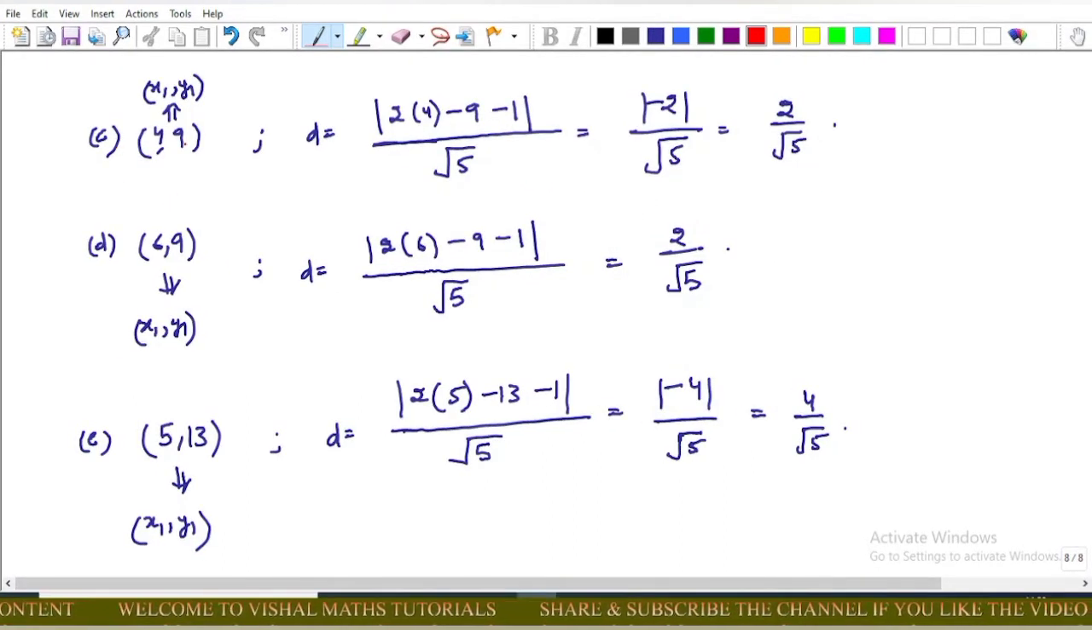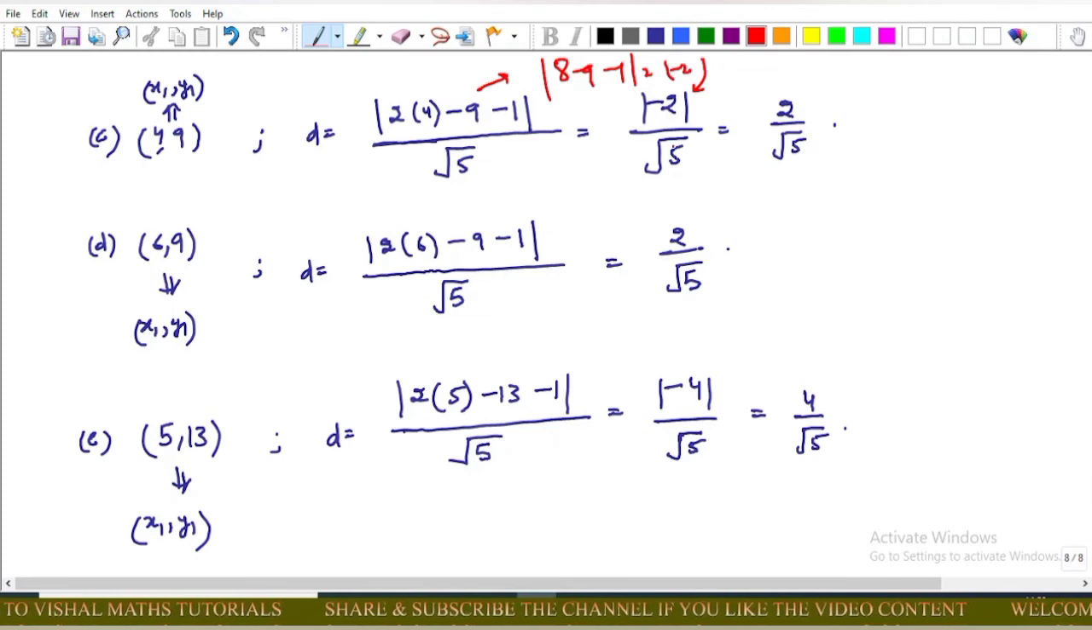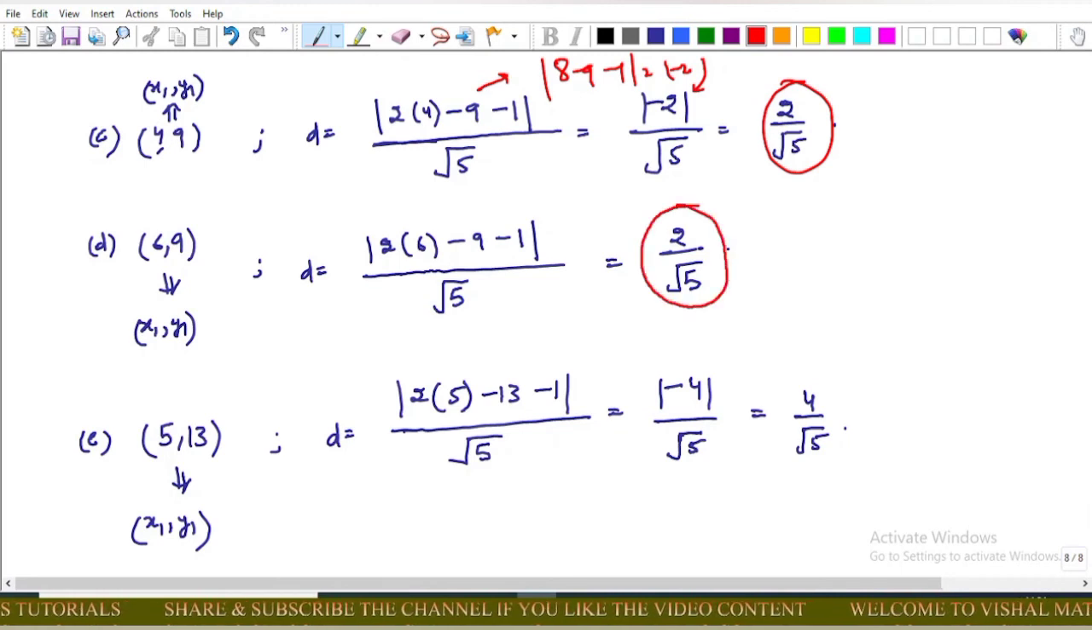Now come to option C, that is 4 comma 9, labeled as x1 comma y1, and the distance formula d equals 2x1 minus y1 minus 1 upon root 5. Here x1 is 4 and y1 is 9. This equals 8 minus 9 minus 1, mod. This equals minus 2, mod. So simply this is minus 2 mod upon root 5, which equals 2 upon root 5. And for option D, 6 comma 9 as x1 comma y1. So the distance, by using the distance formula, 2x1 minus y1 minus 1 upon root 5, equals 2 upon root 5, same.